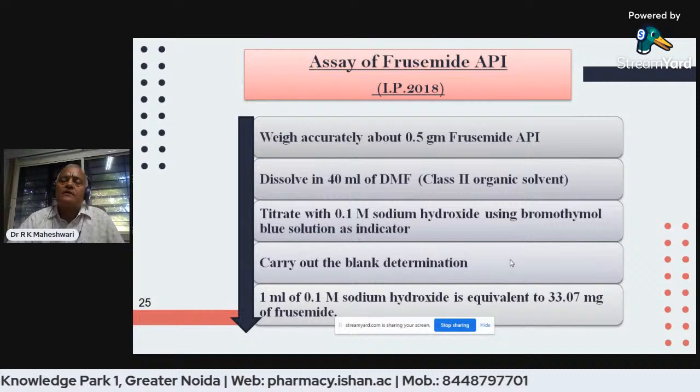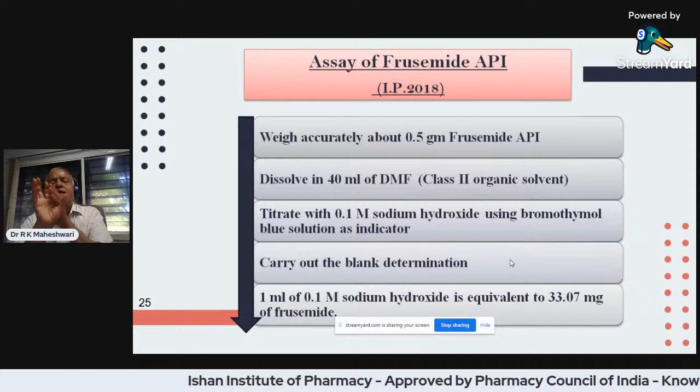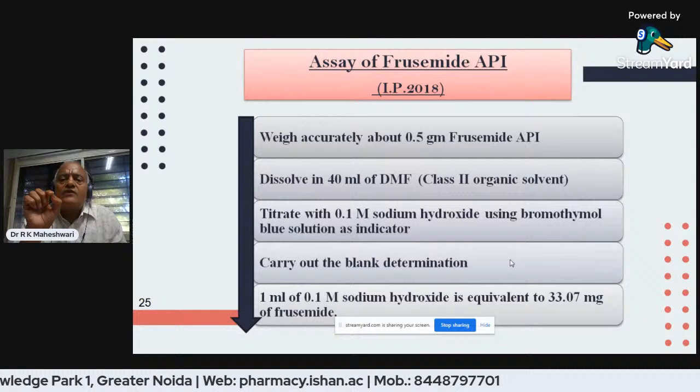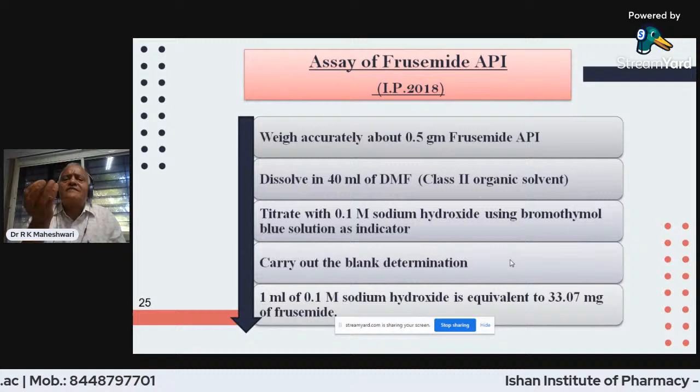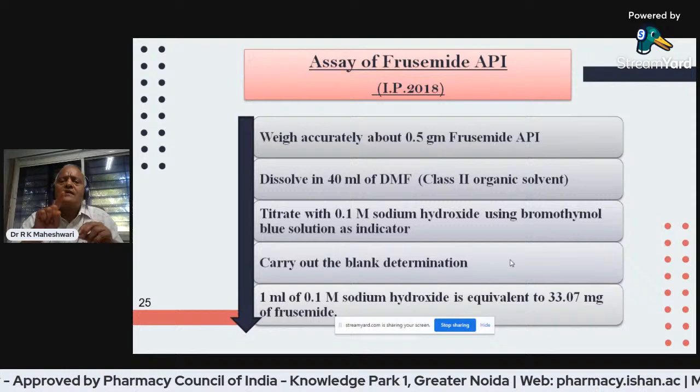Now we have to carry out a blank determination. We take another clean conical flask, keep 40 ml of dimethyl formamide and a few drops of bromothymol blue indicator, then run 0.1 molar NaOH solution until the color changes. Suppose the color change takes Y1 ml of NaOH solution. Of course, it is 1 ml or half a ml, very few ml. This is known as neutralization of the solvent, because this NaOH has been consumed by your solvent system, 40 ml of dimethyl formamide.